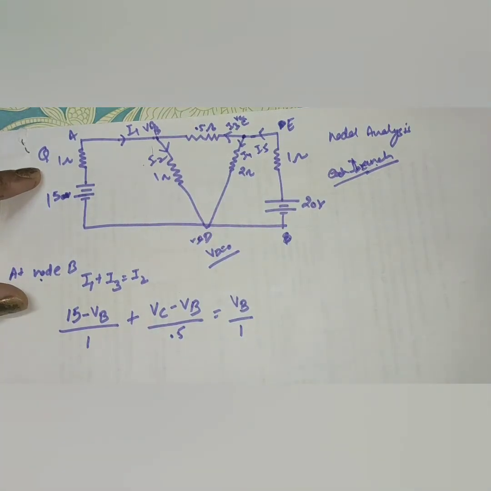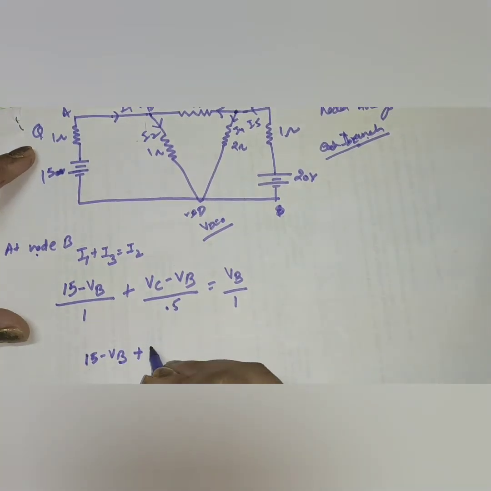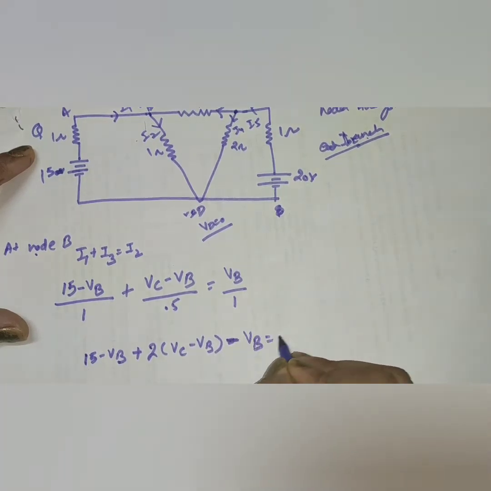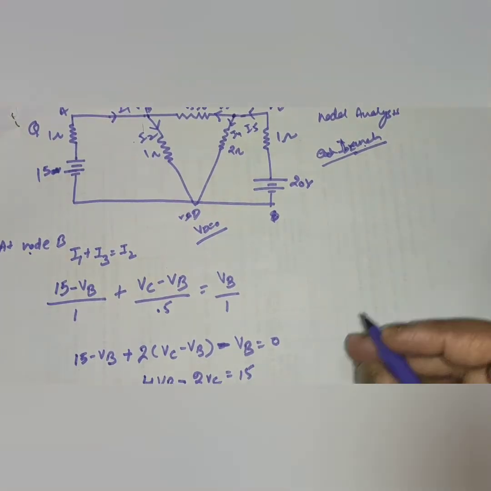Now if we solve this, we get 15 minus VB plus 2 VC minus 2 VB equals VB. If we solve this, 4 VB minus 2 VC equals 15. This will be your equation 1.